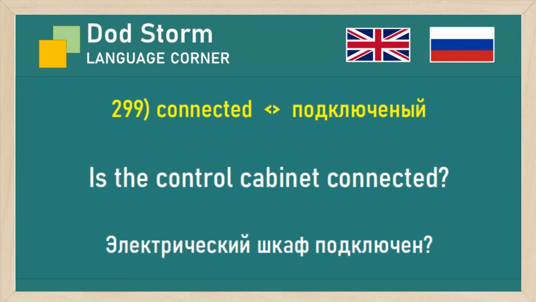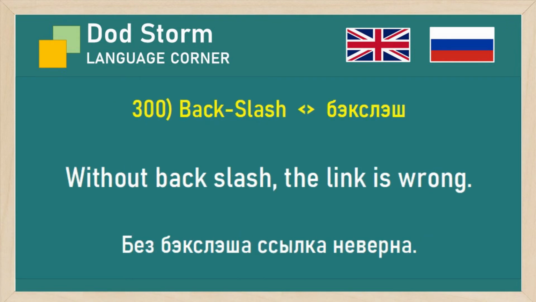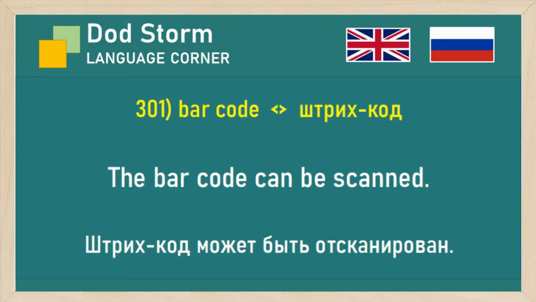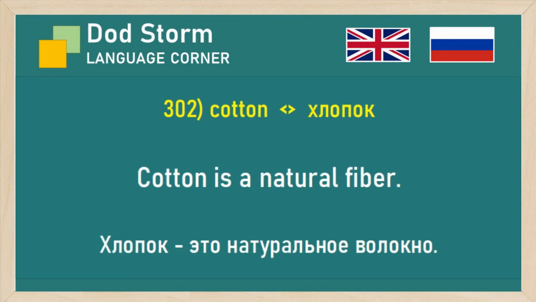Is the control cabinet connected? Without backslash, the link is wrong. The barcode can be scanned. Cotton is a natural fiber.